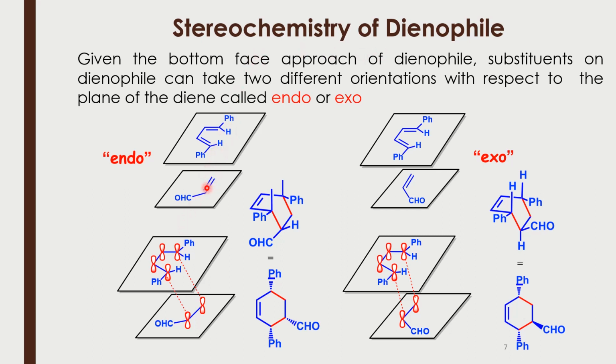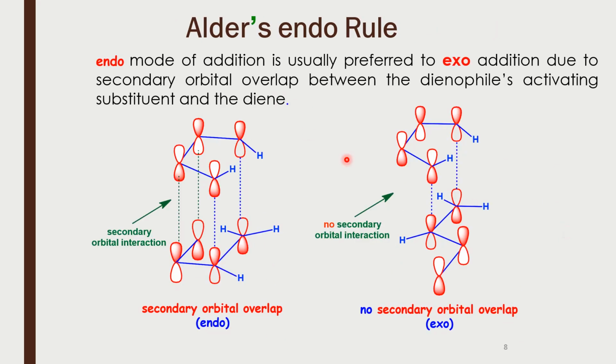Now there are two possibilities. We discussed the bottom face approach. Now is the CHO substituent below the pi cloud or is it away from the pi cloud? This is known as an endo approach. This is known as the exo approach. And what is found is that it is the endo product which is favored. It is formed faster. We will see why shortly. The exo product, although it is thermodynamically more stable, is not formed, and the reason is seen in the next slide. So this is based on Alder's endo rule.